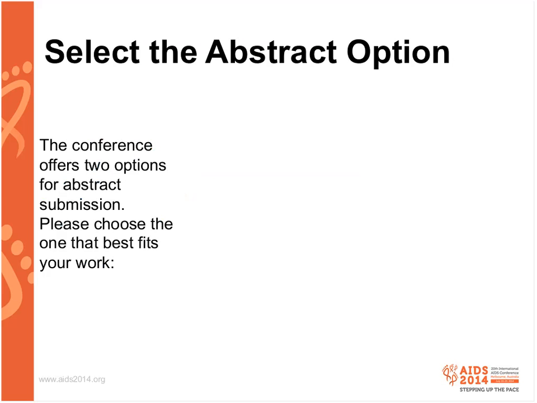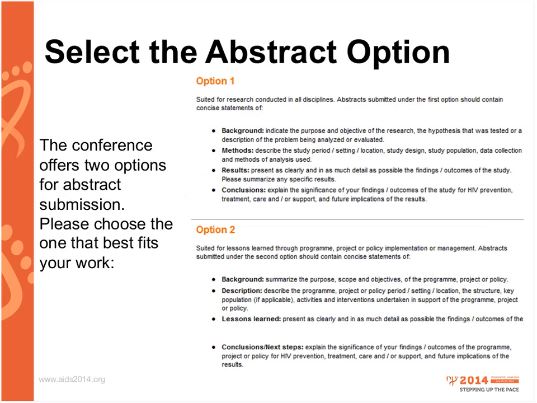The conference offers two available options for abstract submission. So we have one option which is most suited for research conducted in all disciplines, and option two, which is most suited for lessons learned through program, project, or policy implementation or management. And the reason is that there is a concern that the traditional structure of the background, the methods, the results, and the conclusions sometimes is difficult for certain groups that actually do more project implementation, project management, without having a formal research question and the subsequent methods.